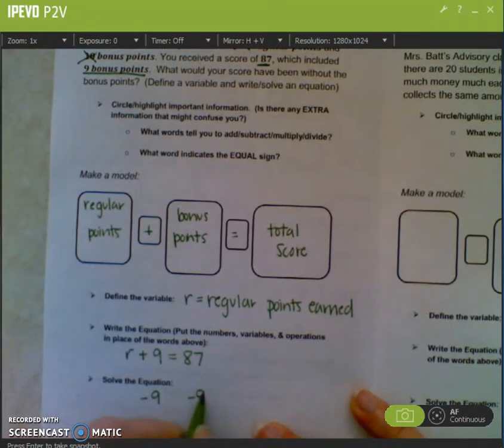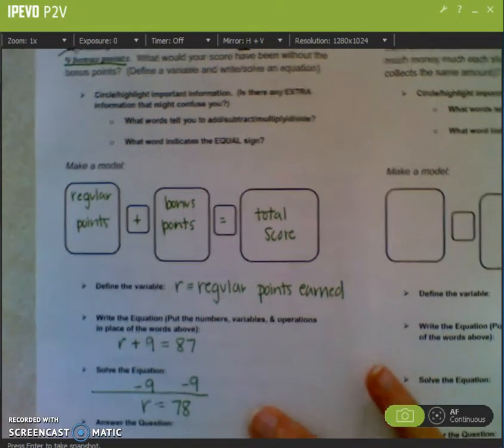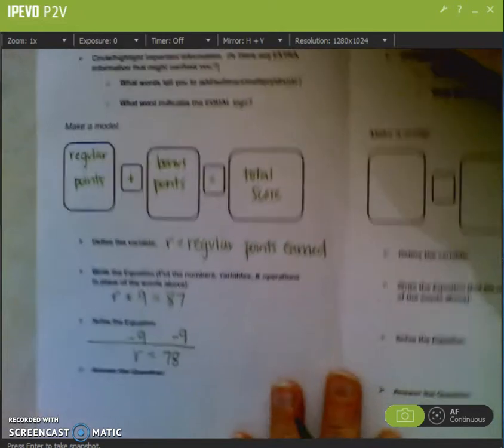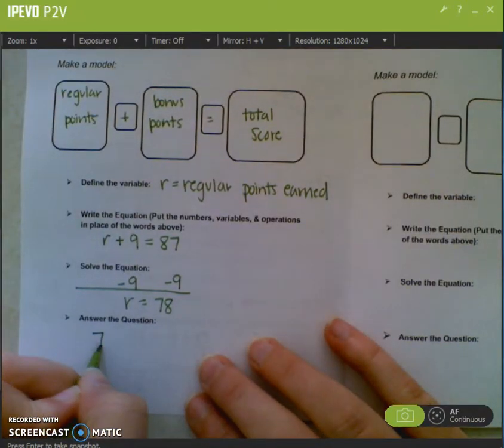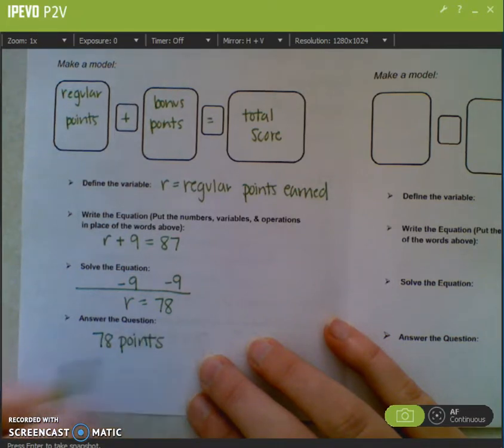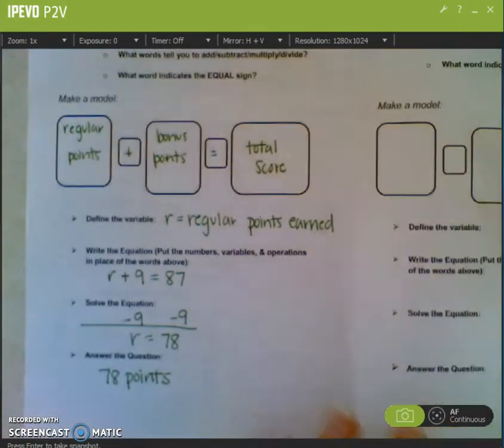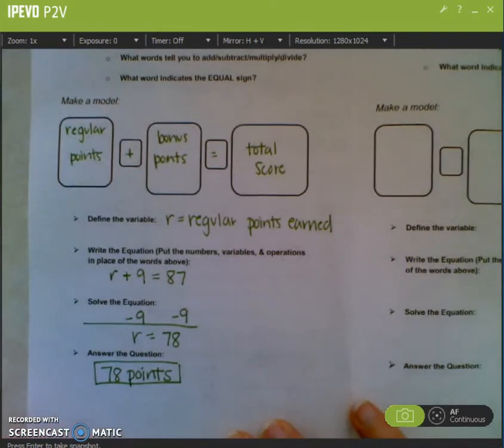And then to solve the equation, we're just going to use inverse operations. So I'm going to subtract 9 from both sides. And 9 minus 9 cancels each other out. So I have R equals 87 minus 9, which is 78. So R equals 78. So the answer to the question here would be, without the bonus points, we would have scored 78 points.